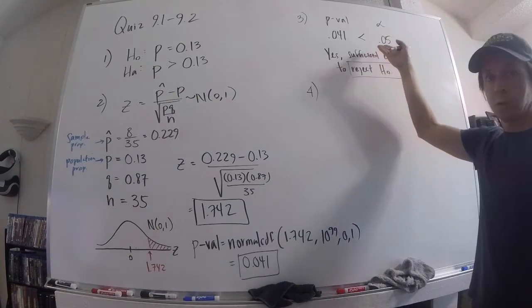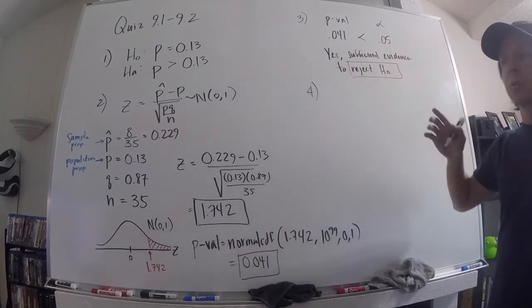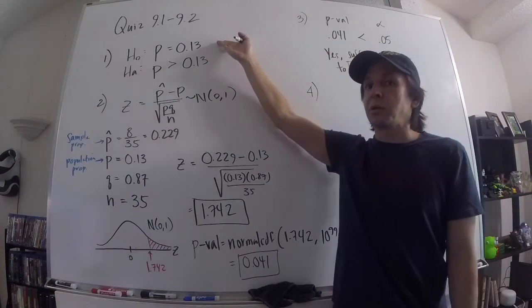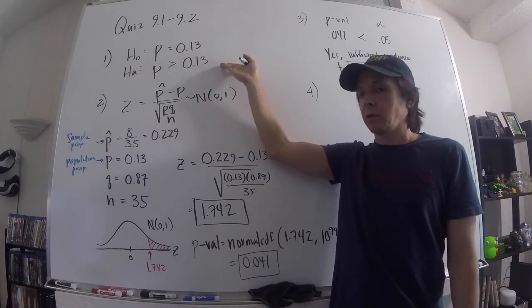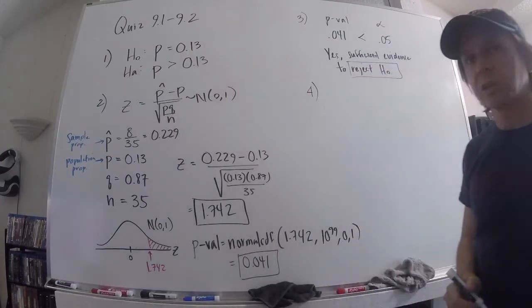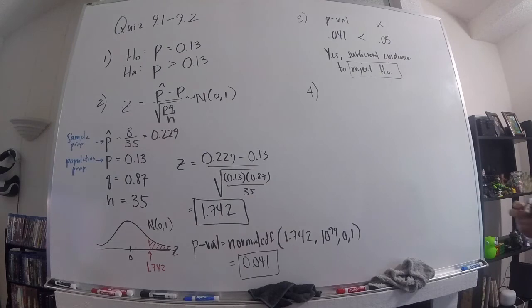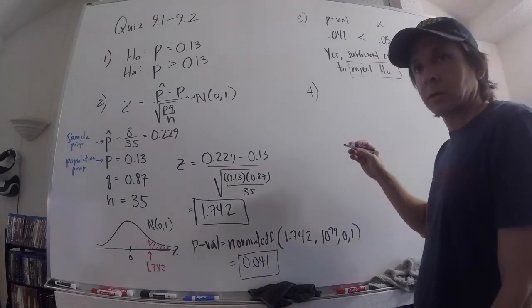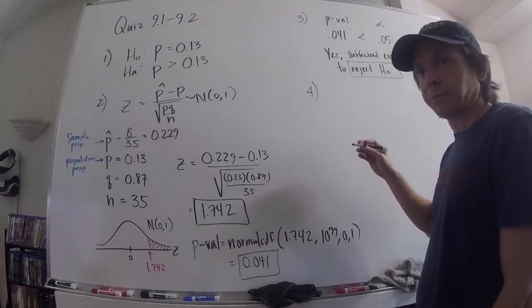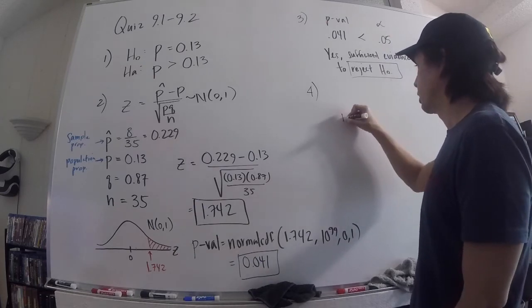If you want to answer in yes, we have sufficient evidence. We always assume this is true until we have sufficient evidence to reject it. If we don't, we have insufficient evidence to reject the null. 4, an error problem. Okay, we reject it here.